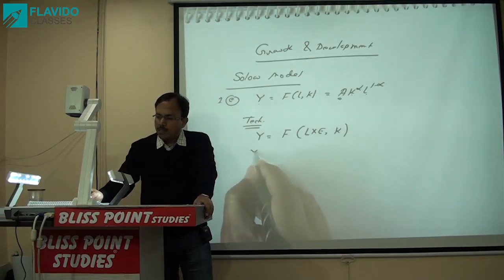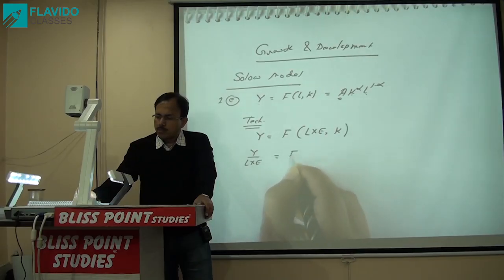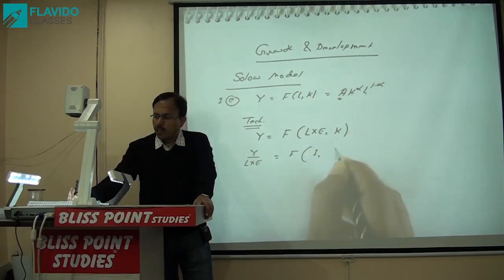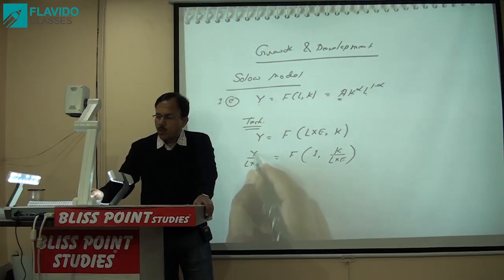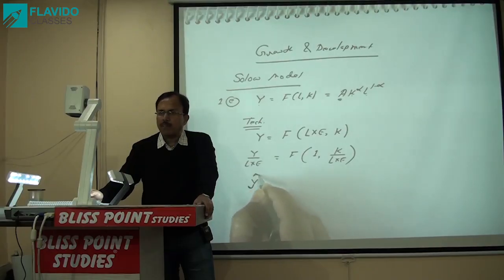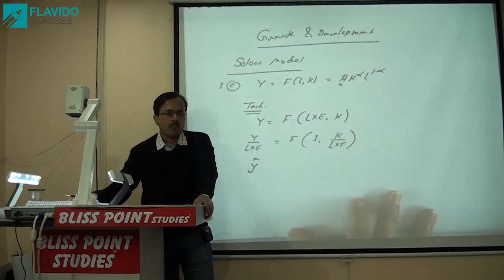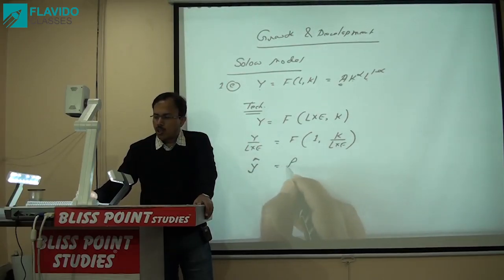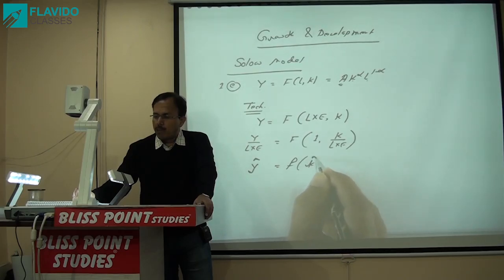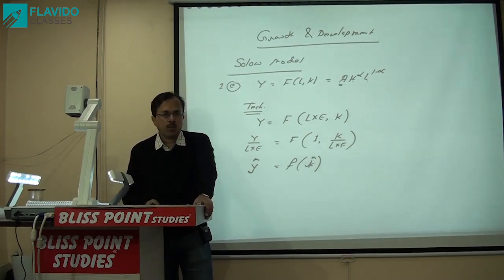If you divide it by labor into E, then it becomes Y upon L into E as a function of capital upon L into E. This Y upon L into E is called output per effective worker, which is a function of capital per effective worker. One constant I ignored there.